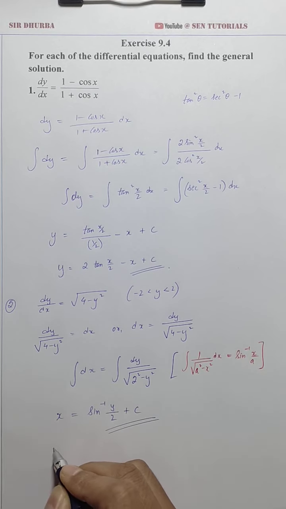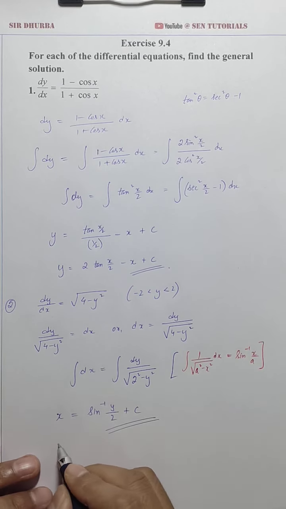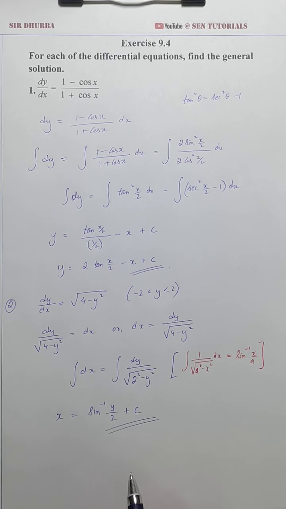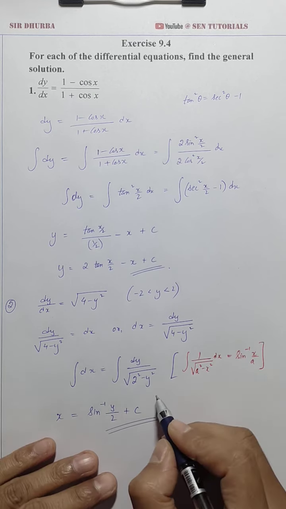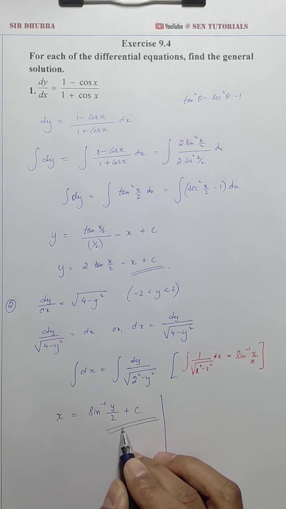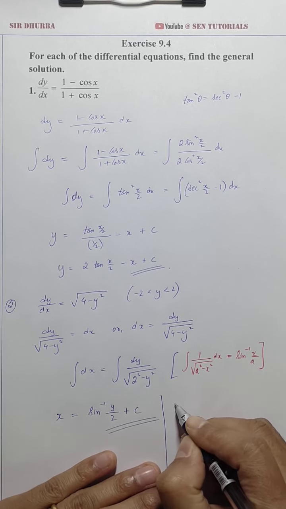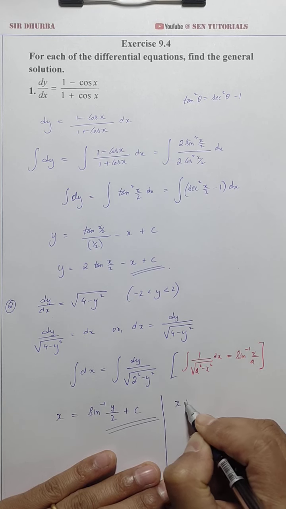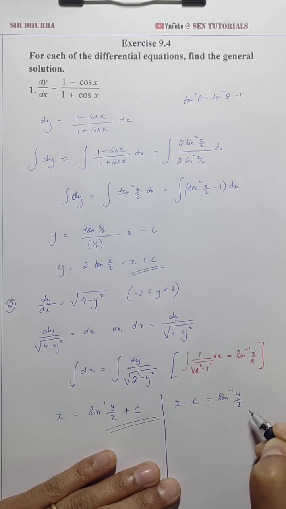Or we can simplify it a bit furthermore, that's up to us actually. You can leave it here also, not a big deal. Or if you wish to get the textbook answer, what we can do is, instead of taking the constant here, this is also fine, not a big problem with this. But if you want the textbook answer, x and constant I can write here, and here it's going to be sine inverse of y by 2.